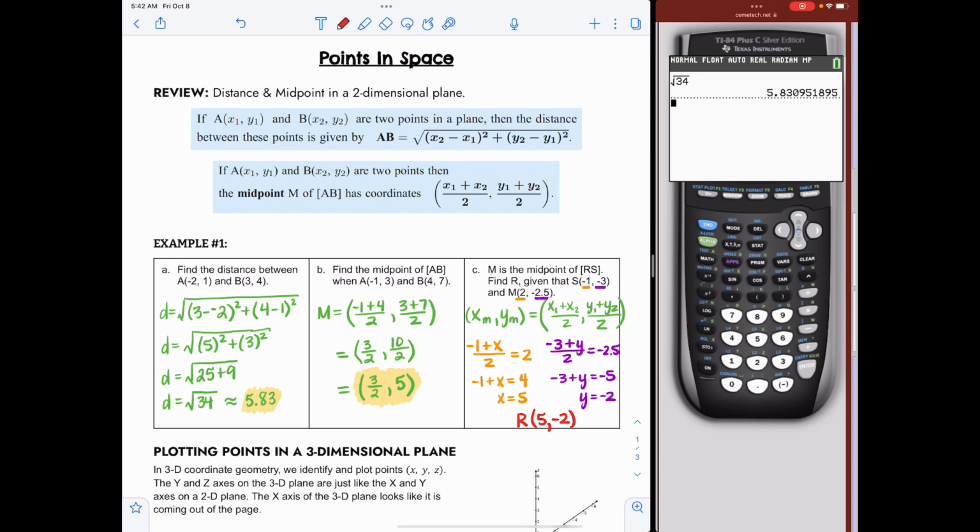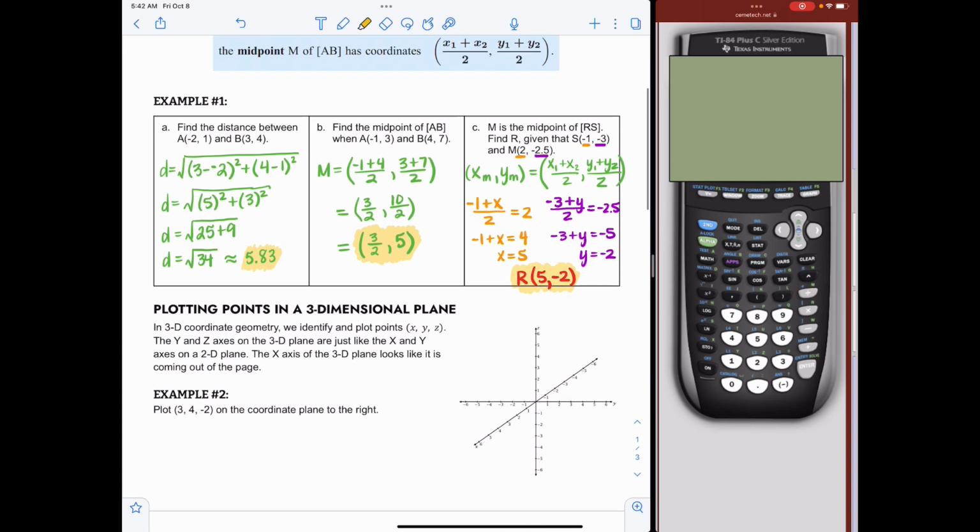And I know that I'm right because if I look at R and S and I find the midpoint the normal way, by adding the x values and dividing by 2, adding the y values and dividing by 2, I will end up getting the midpoint that was stated.